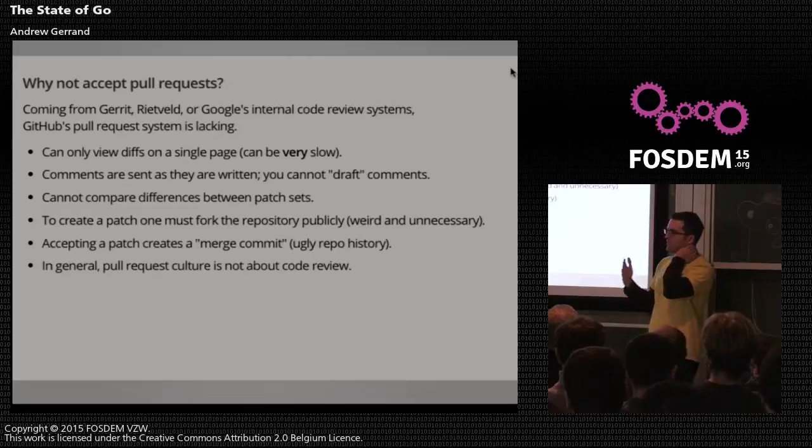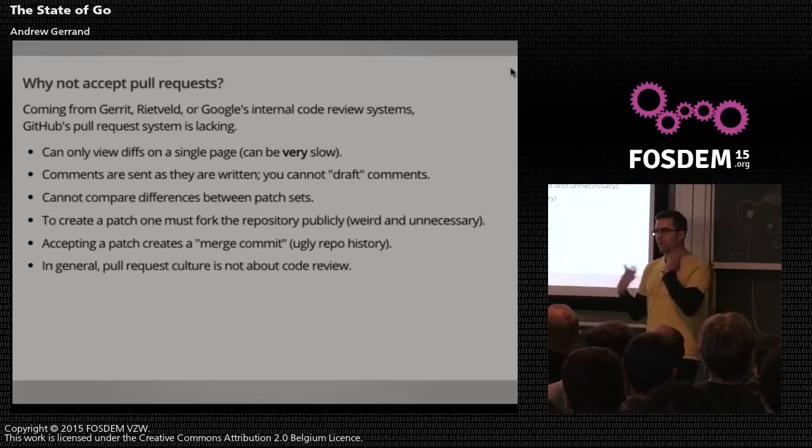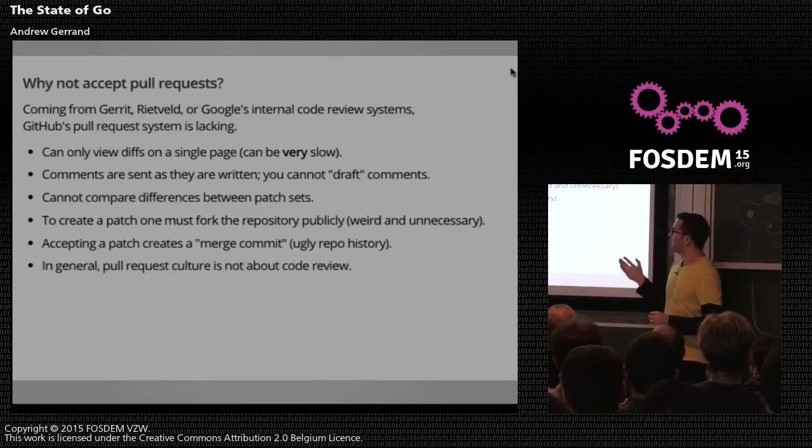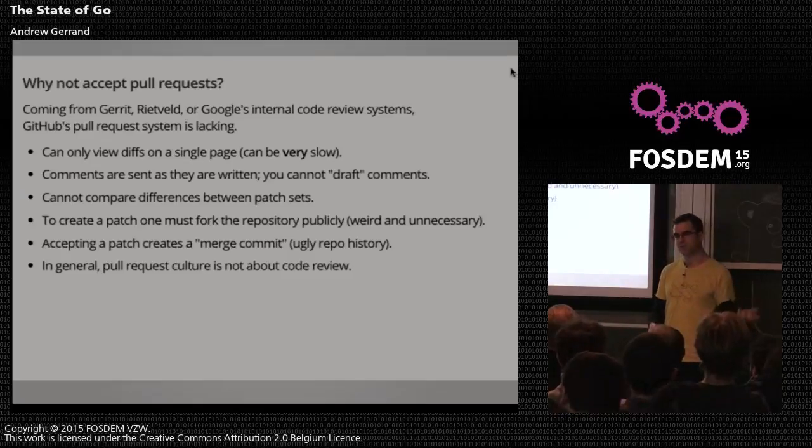Yeah, you can't look at differences between editions of the patch set as they evolve their change. You can't see how it's changed. Yeah, you have to fork the repository publicly, which I think is just weird. When you accept a pull request, it creates a merge commit. We prefer to cherry pick the changes to the top of the branch instead. So we have a much cleaner history, and don't have all these commits followed by merge commits.